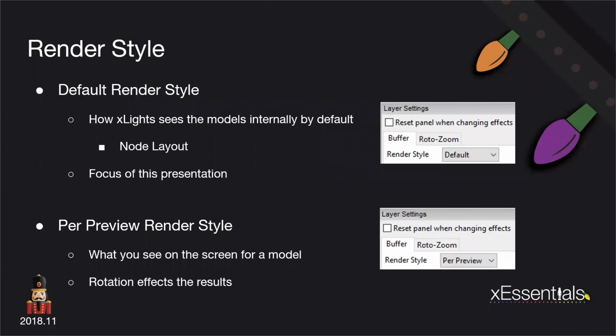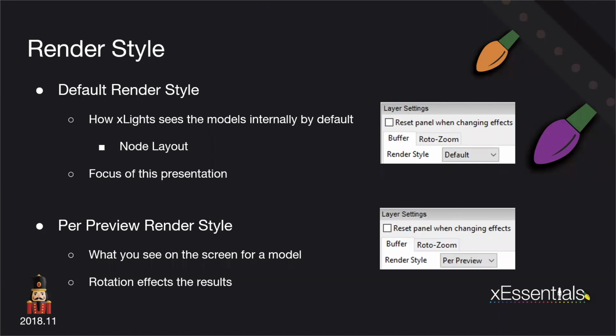Your per preview render style is what you see on the screen, or the preview of it. That will give you sometimes the same results, but many times very different results, because not everything you're going to do is a matrix. If everything was a matrix, both of them would give you the same thing. But if you start getting into things like circles, stars, megatrees, those are going to look very different in your node layout and your per preview render style. So you'll notice as I'm going through this, some of them I'll be changing back and forth. That's to show you the difference.